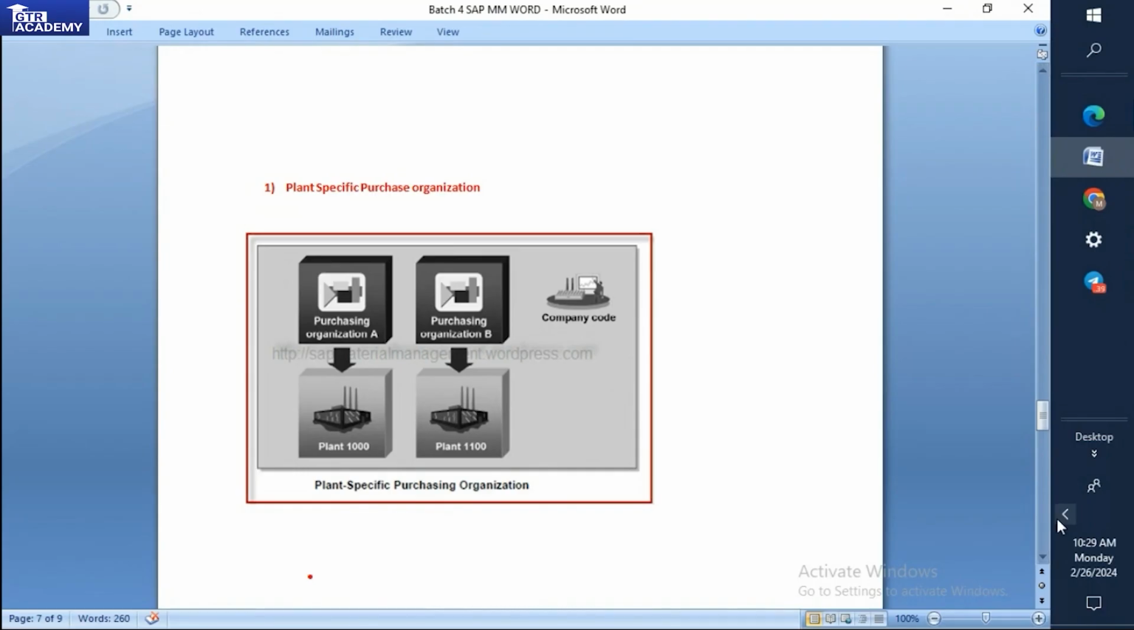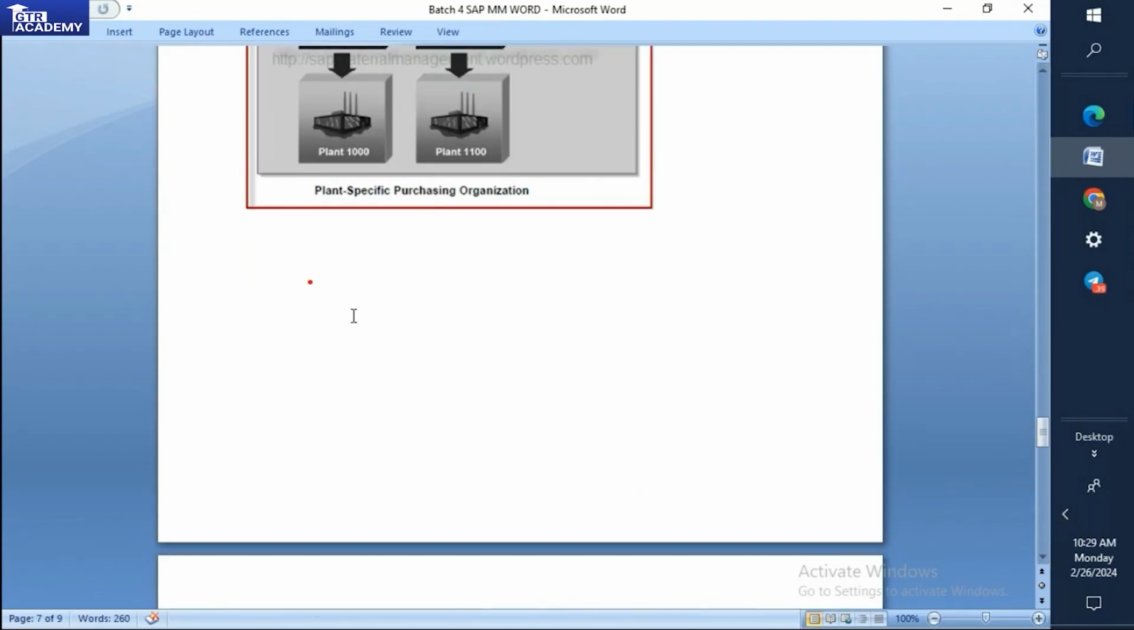Done? Yes, ma'am. I'll write down here. Just one point: each plant has its own purchasing organization. That's all. Each plant has its own purchasing organization. Understood now?